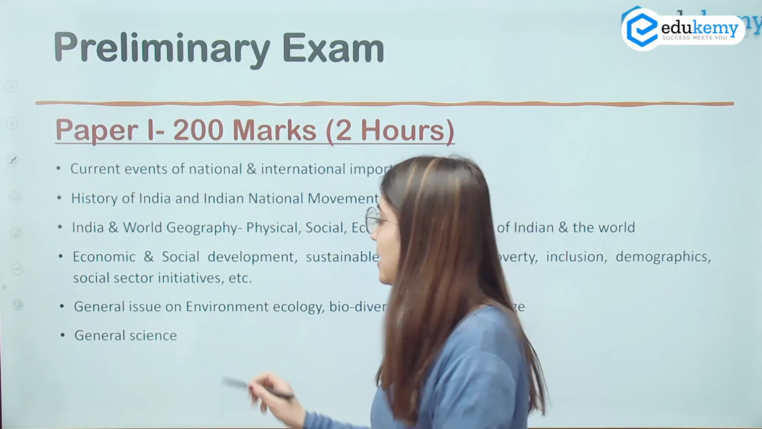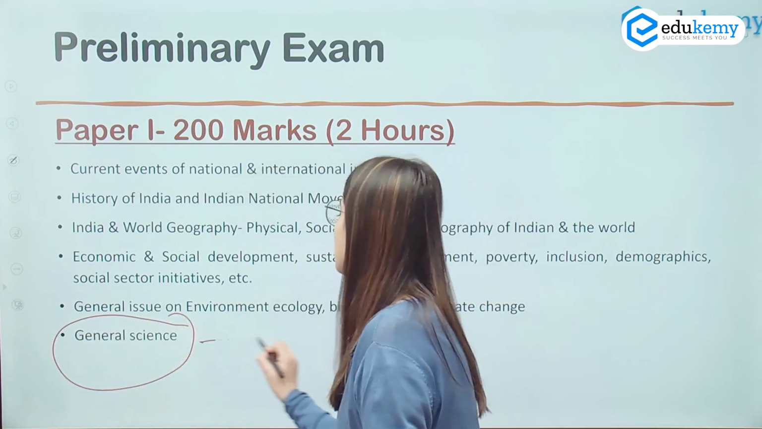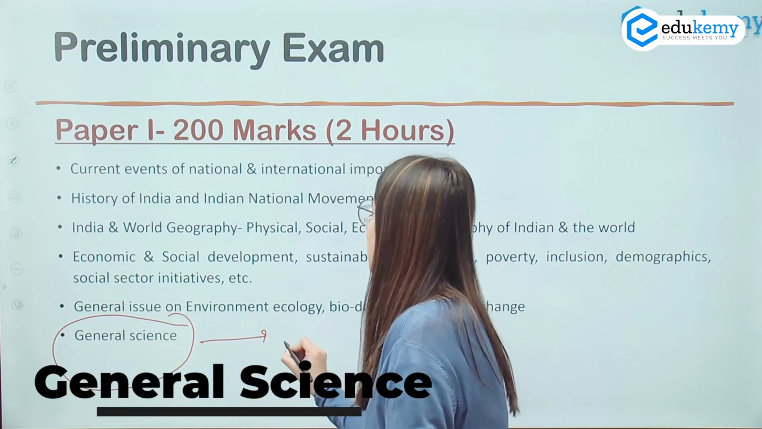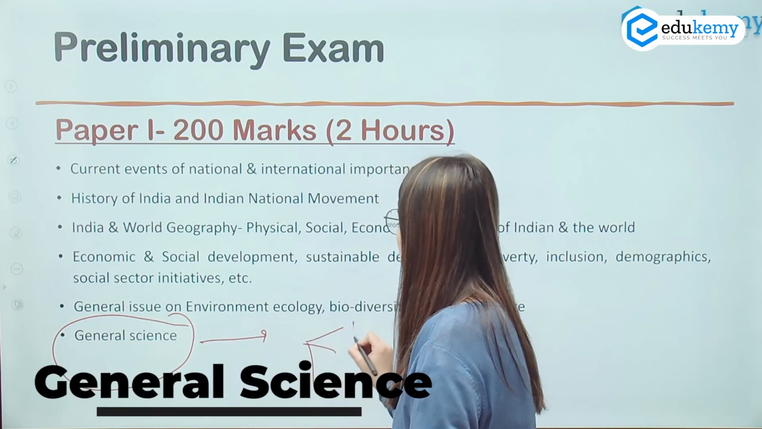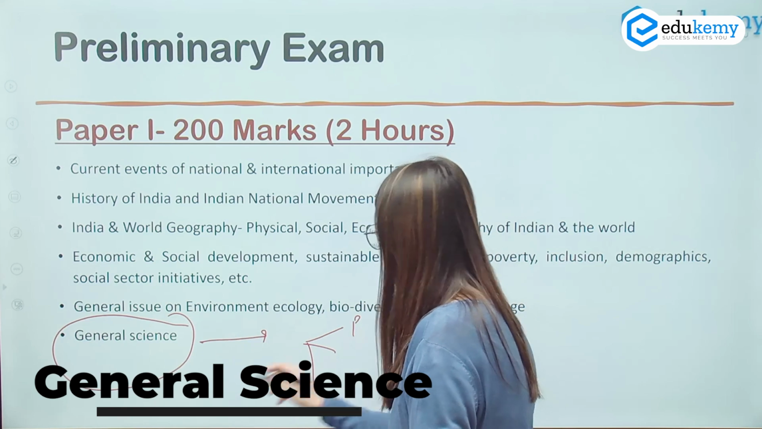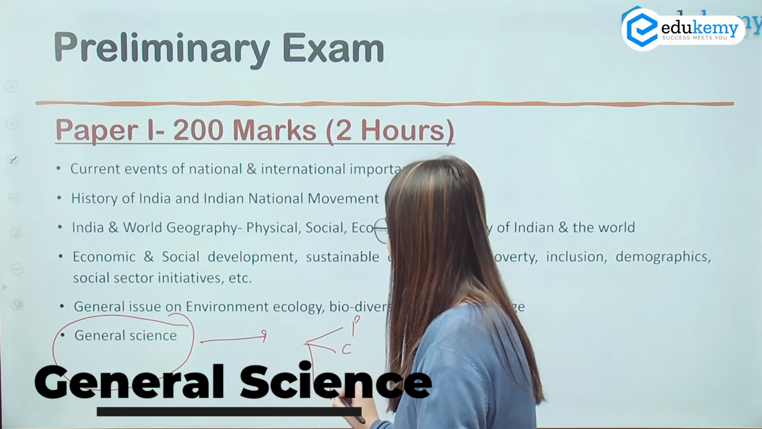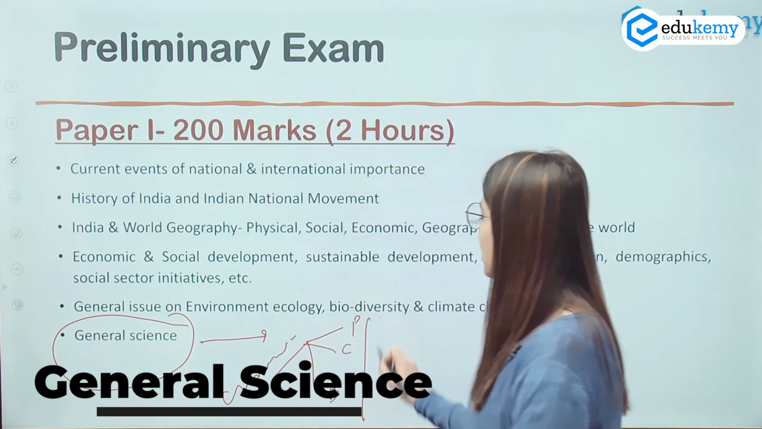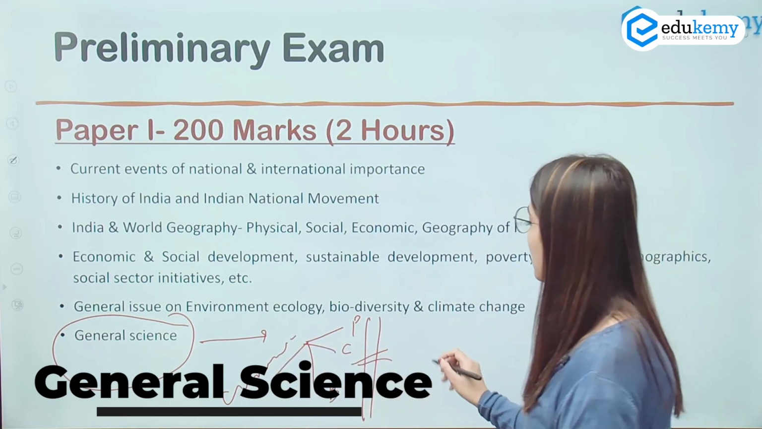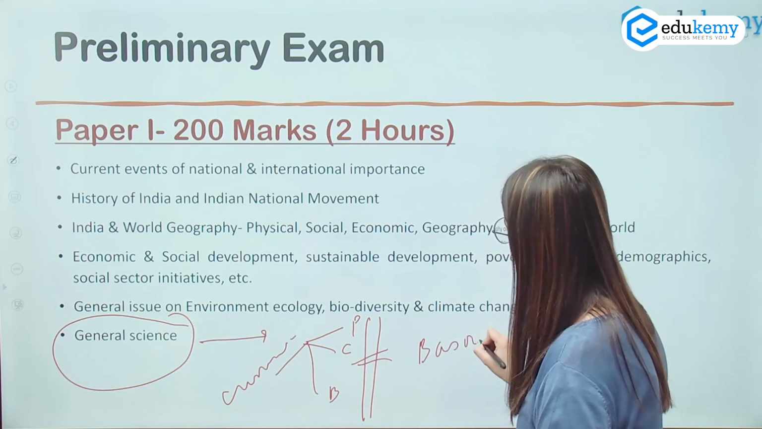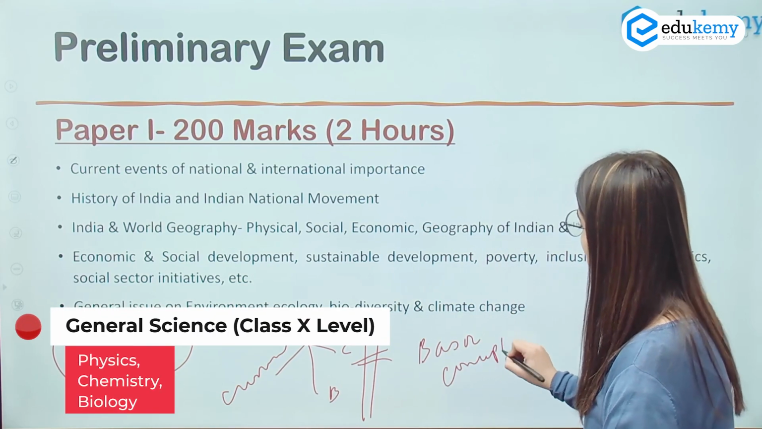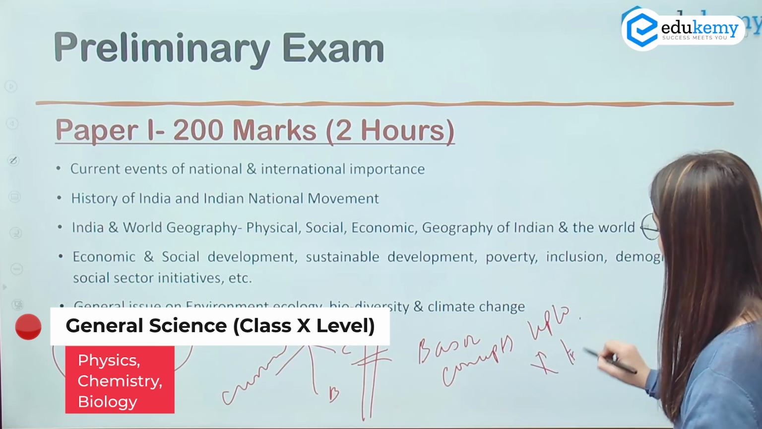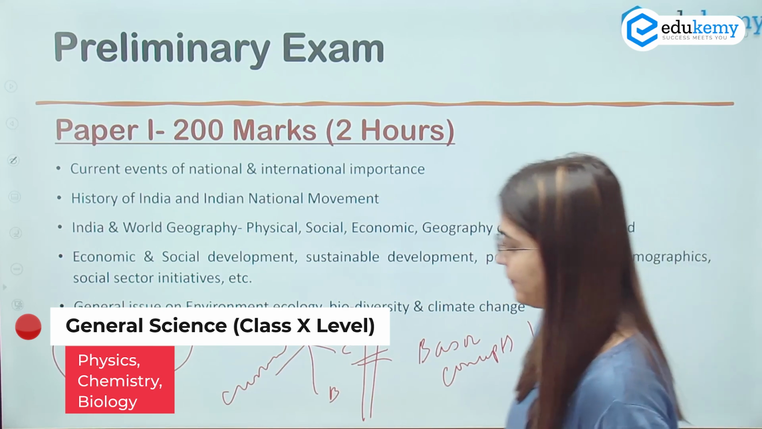Okay, so the next part is general science. Non-science background students find this part a bit tricky. Of course, we can break this part into physics, chemistry, biology, and general studies related to current affairs. What you need to read here are the basic concepts up to 10th level, okay? You should know the science.